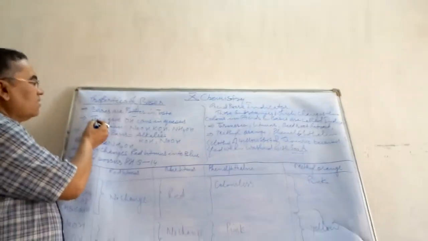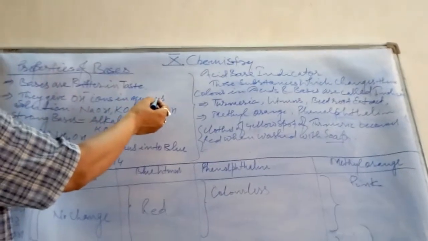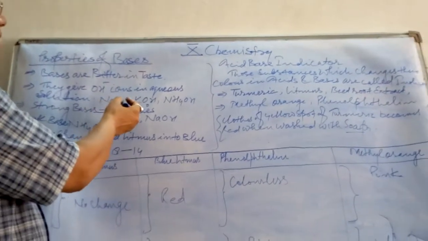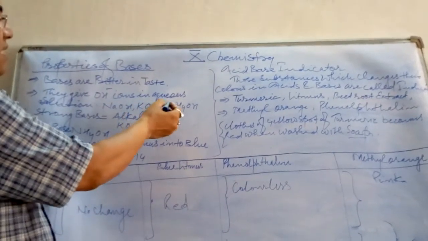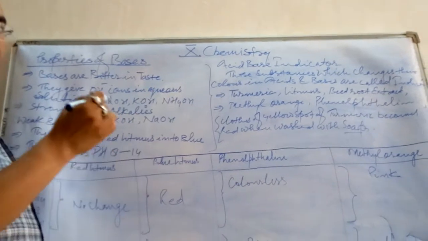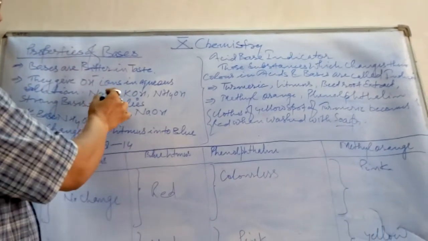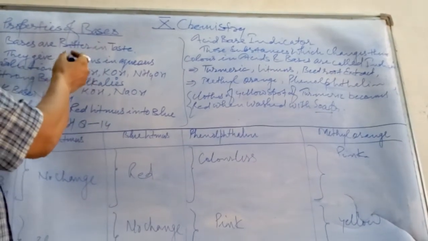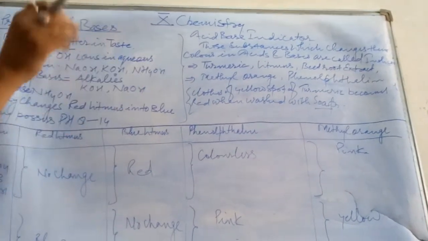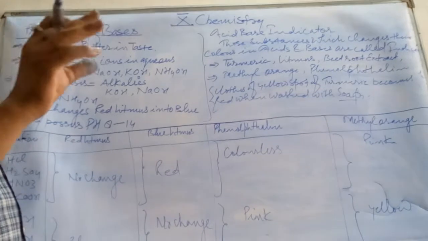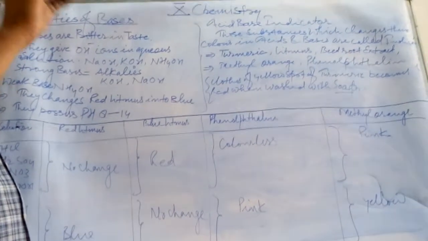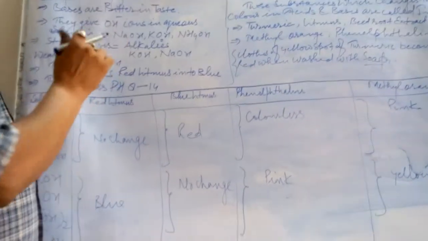And the second one, they give hydroxyl ions in an aqueous solution. Suppose sodium hydroxide, potassium hydroxide, ammonium hydroxide. These substances having hydroxide radicals release hydroxide ions when they get dissolved in water, like the acids release hydrogen ions when they get dissolved in water.